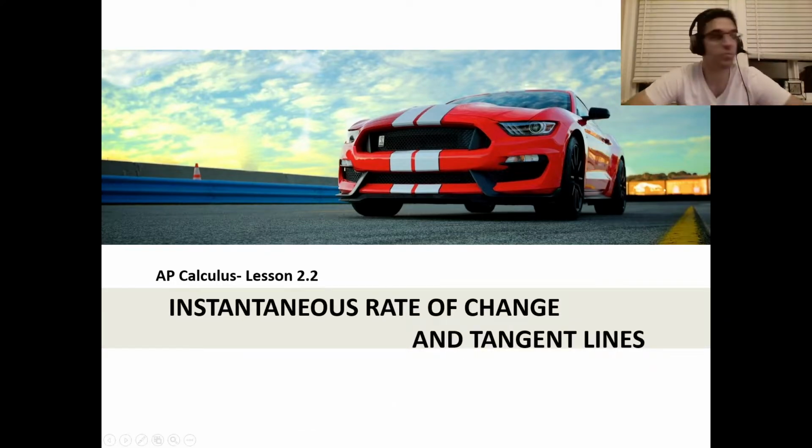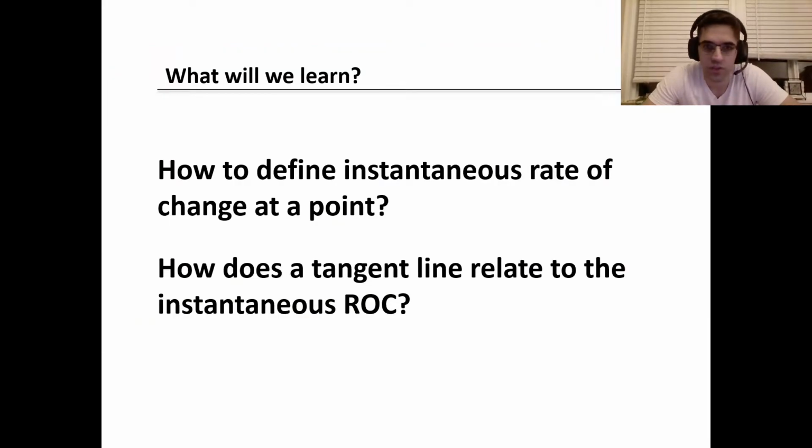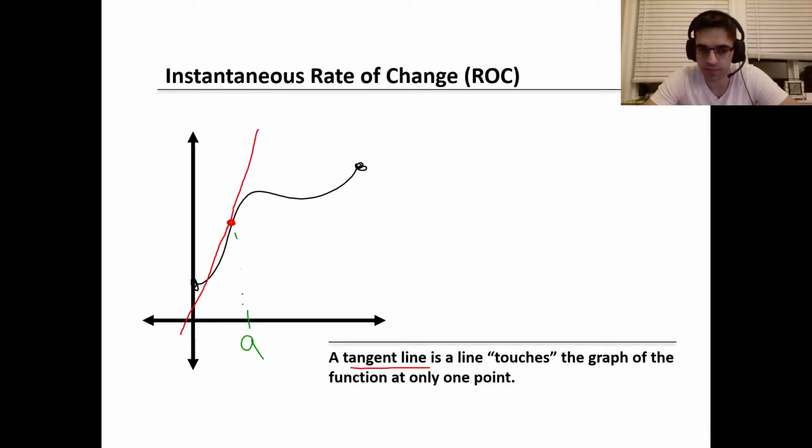All right, this is lesson 2.2 of our calculus class. Unit 2 is called derivatives. Lesson 2 is called instantaneous rate of change. And so this is a continuation of the idea in our first lesson, average rate of change. What we're doing is building a conceptual understanding for what we are going to learn about in the future, which are derivatives. So in this lesson, we're going to define instantaneous rate of change at a point, and we're going to look at how a tangent line relates to instantaneous rate of change.